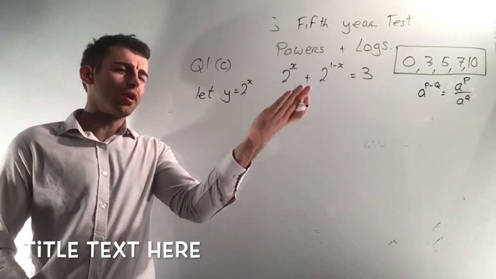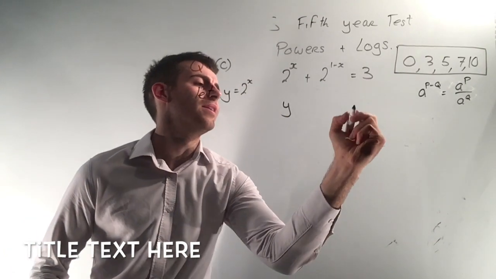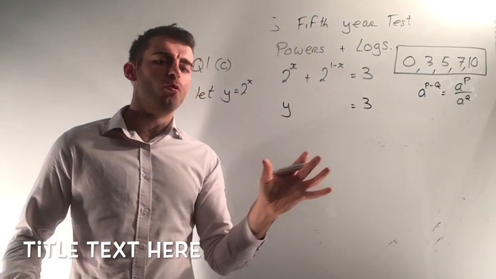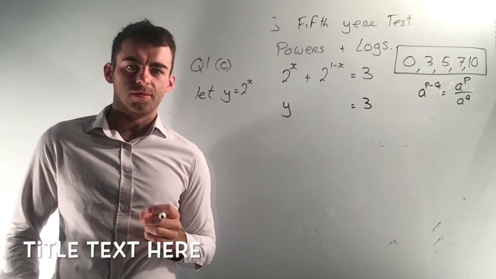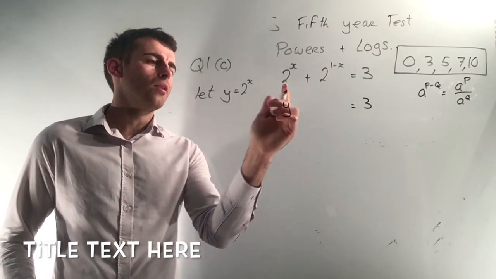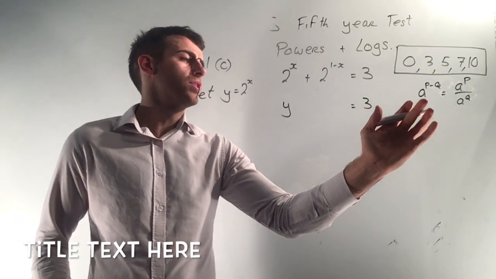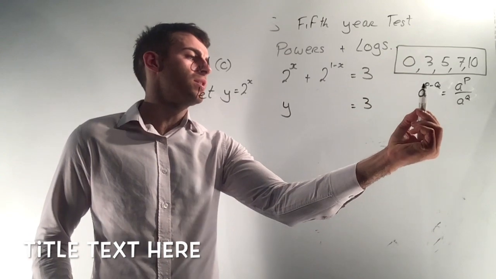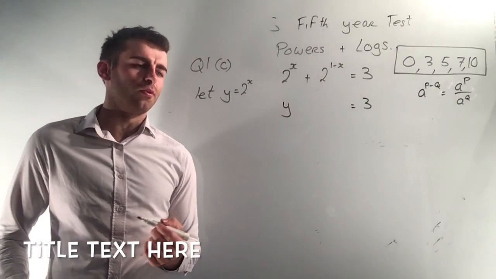Which means straight away my first term is just a y. And clearly this is just a 3. So I have no problems with the first term or the last term, but my middle term is where my problem lies. Now I have 2 to the power of 1 minus x. According to your second rule of powers, a to the power of p minus q equals a to the power of p over a to the power of q.